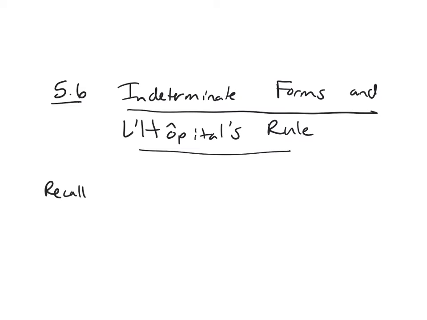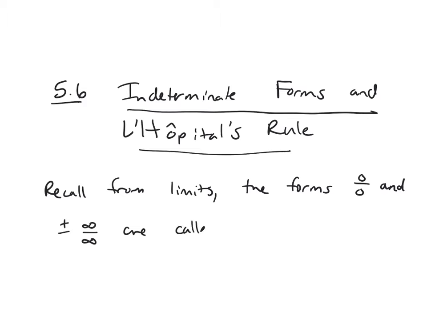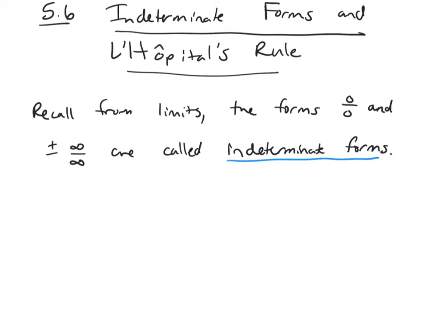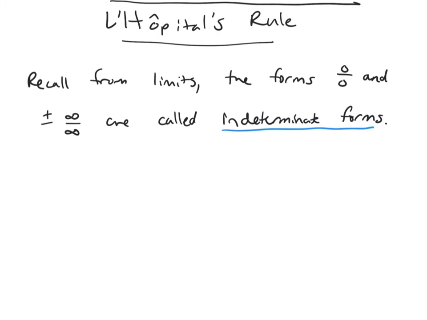So recall from limits the forms 0 over 0 and plus or minus infinity over infinity are called indeterminate forms. So remember, if we get 0 over 0 or plus or minus infinity over infinity, that doesn't tell us what the limit is. We still can't determine it. And so let's revisit some of those examples that we've looked at in the past.